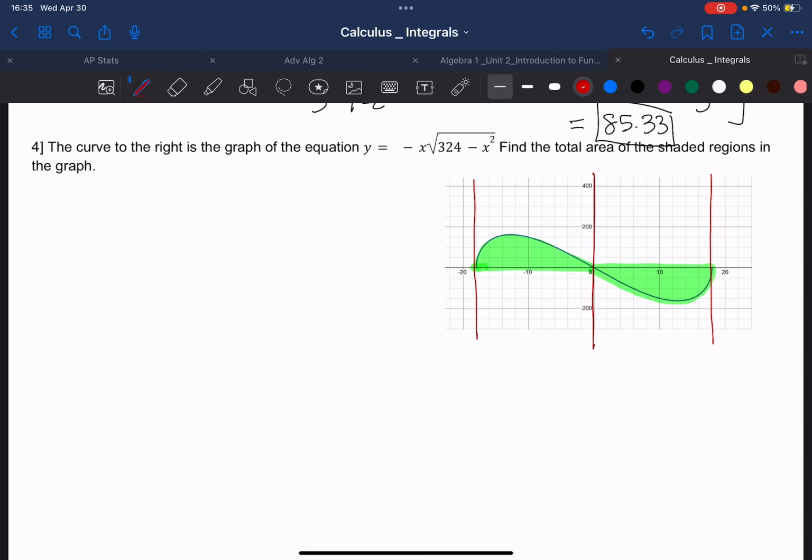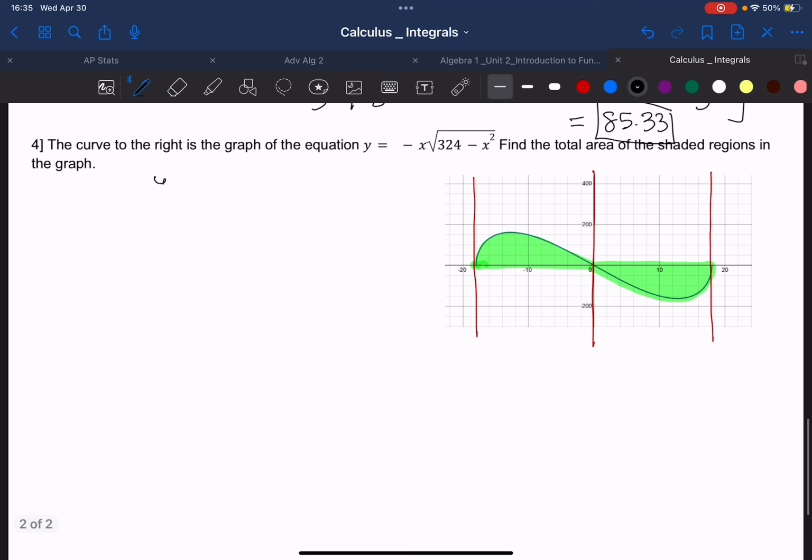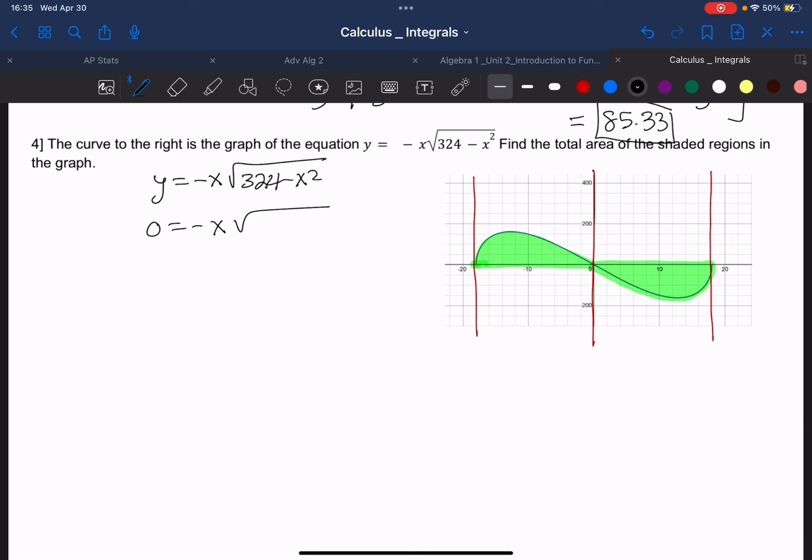So to find the exact values, I'm going to take y is equal to -x times the square root of 324 minus x squared, and instead of y, I'm going to set this equal to 0. Well, when I set this equal to 0, since there's two things being multiplied here, the x and this whole square root, that's the same as me saying -x equals 0 and the square root of 324 minus x squared equals 0. So I know that one of my values is x equals 0, which I see right here. I could clearly see it crosses at the origin.